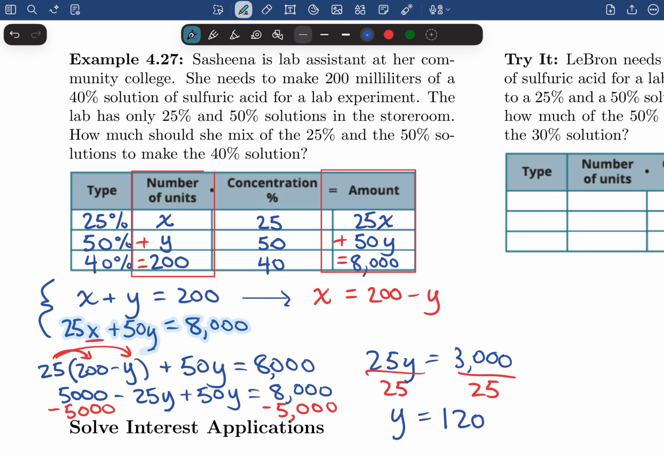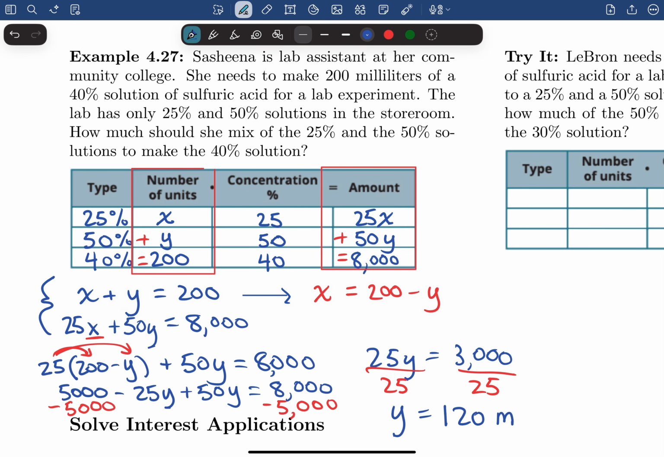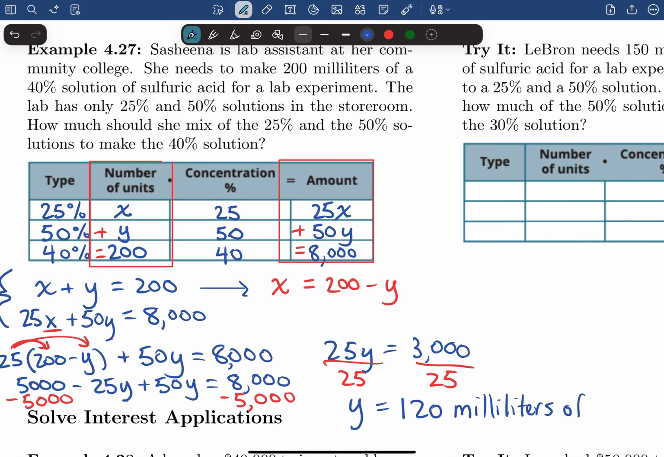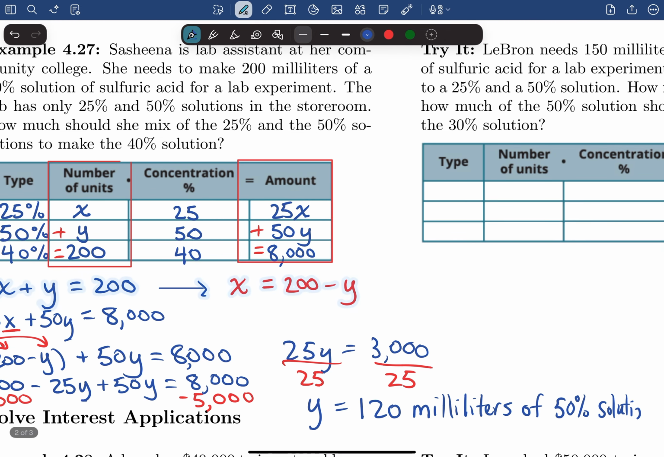Okay, so I have found 120. Well, what does that represent? I need a real world context. I said y was the number of milliliters, right? We're talking about milliliters of the 50% solution. So 120 milliliters of 50% solution. Great. Okay, so we've got that all worked out.